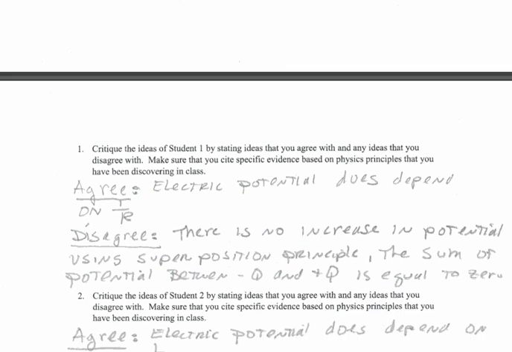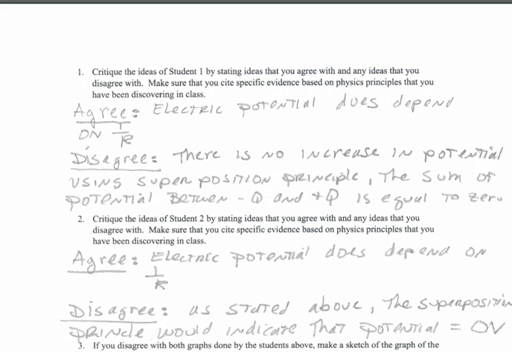Let's evaluate each student now. Okay, we agree that electric potential does depend on 1 over r. Disagree, there is no increase in potential using the superposition principle. The sum of the potential between negative Q and Q is always equal to 0.